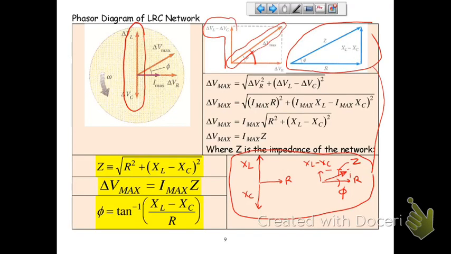And we know that our maximum current is related to the maximum voltage and the Z using Z max is equal to I max times E. And we can work out our theta angle by basically saying it's the opposite over the adjacent.